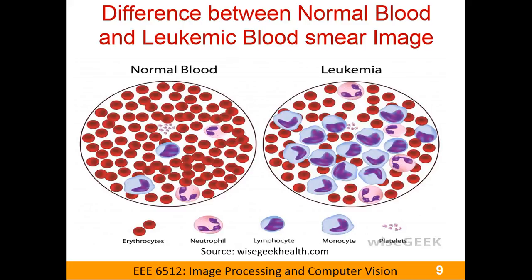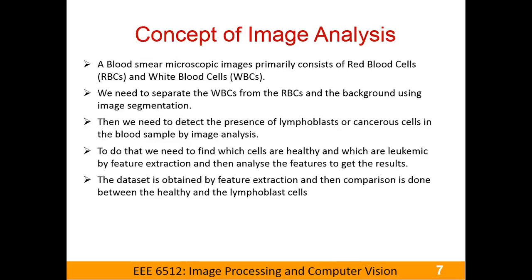So we need to first separate the WBCs from the red blood cells, and then find a count of the white blood cells in the given sample and find out the shape features of the cells to detect if they are healthy or leukemic. After finding the shape features, we can do a comparison between the healthy and the lymphoblastic cells, and that's how we can detect ALL in a given blood smear image.